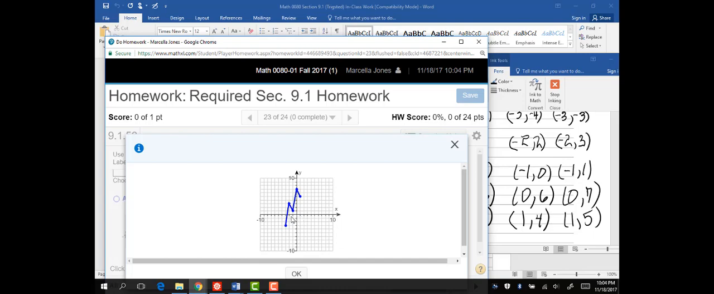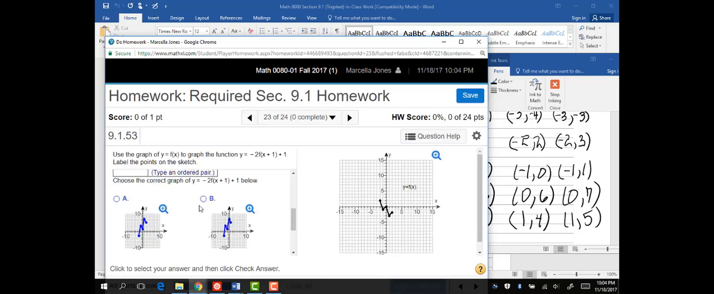Here's my point (-2, 3). Right there. Here's my point (-1, 1). Here's my point (0, 7). And then here's my point (1, 5). So this is actually the correct answer. And that was B.